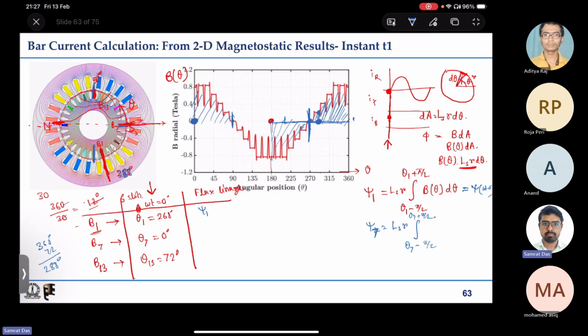Because all should be positive. B7 should have, as we can see, zero flux linkage. For zero flux linkage, that means no flux line is enclosing this. So where is it that I am missing?